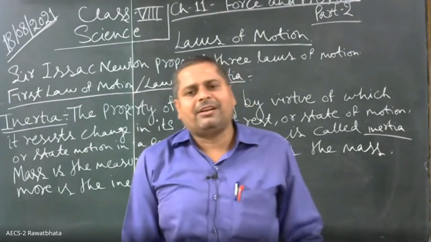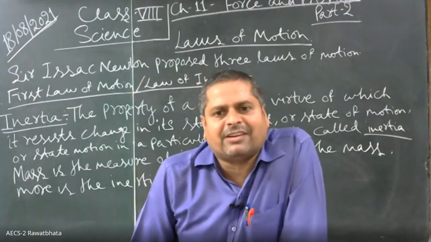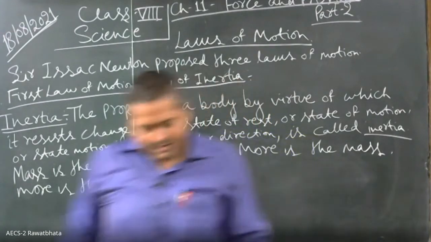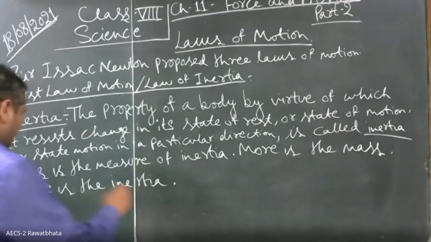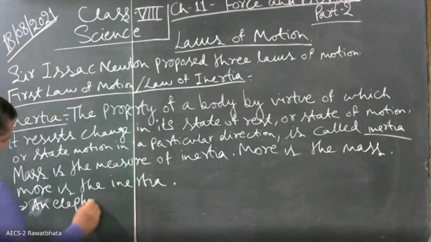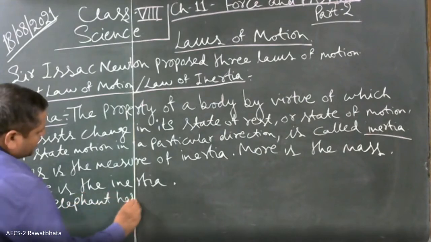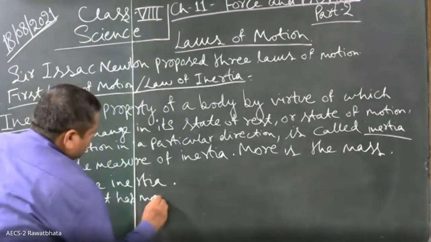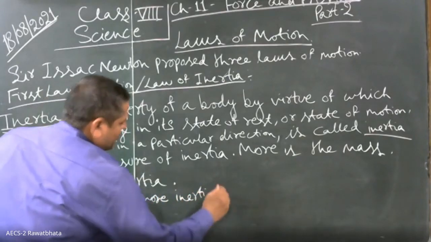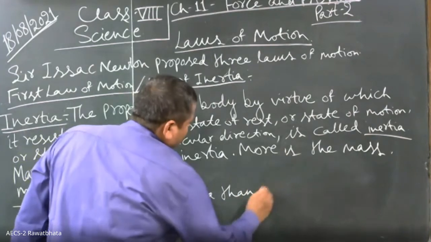Algia Bano, I will give the slide, but first of all, you understand the things, children. Okay, let us dive in. An elephant has more inertia than a goat.